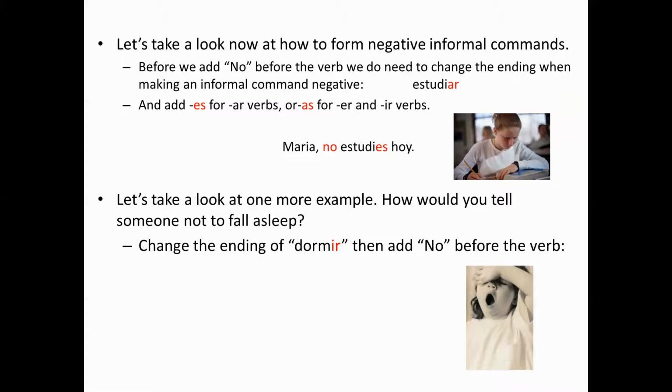So we know that for ER and IR verbs, we use the ending AS, right? So we change IR for AS, no duermas. This verb is also a verb that has a stem change, so we have to be mindful of that. No duermas means don't sleep.